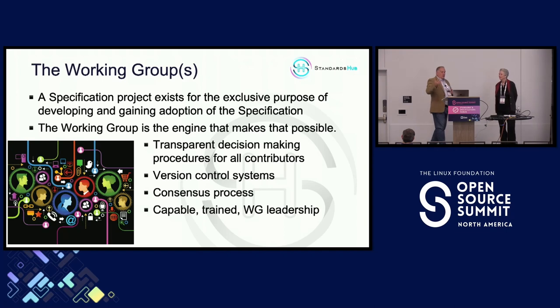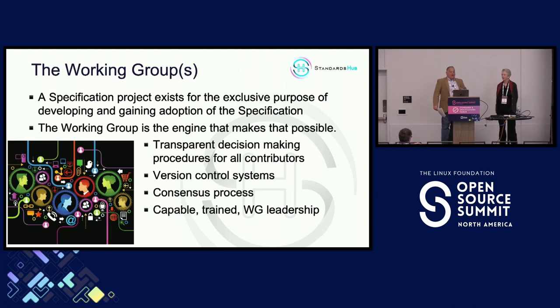So within that framework, what we're now talking about are when you've created this new consortium, the goal of that specification project is really exclusively the purpose of developing and gaining adoption of that specification that you're working on. And so the working groups are the engine room of any specification project. And there are a few things that you really have to consider when you're hosting a working group, and that is transparent decision-making procedures for all of the contributors, because there are no senior people in a working group. Everybody who participates has the right to participate, has the right to be heard, has the right to make their contributions to it.